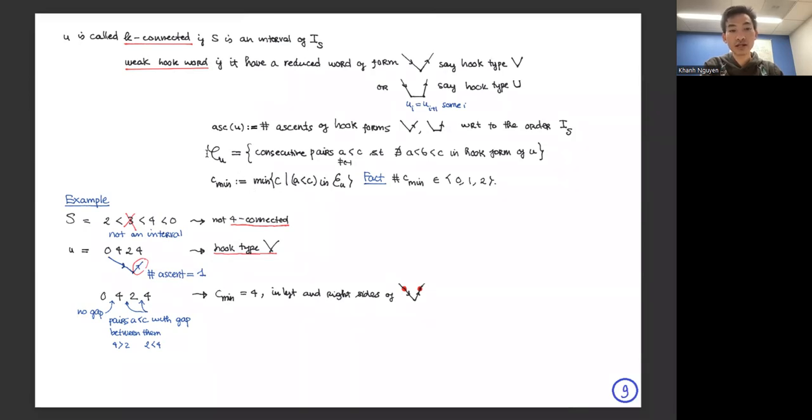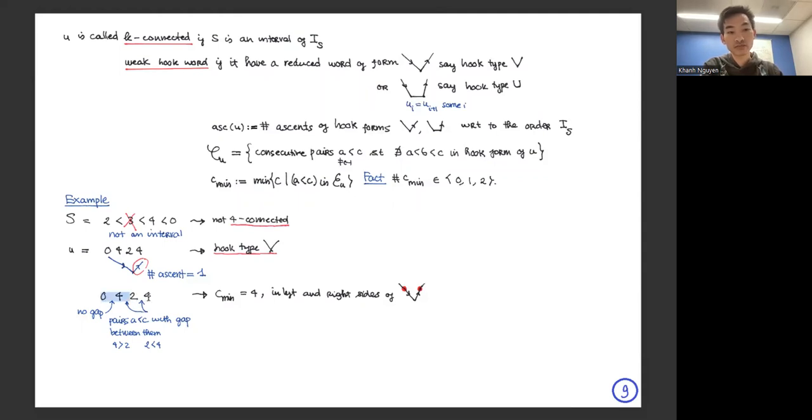And now next, C(u) is a set of consecutive pairs a less than c such that a is different from c by similar to 1. And there are no b in between a and c in the hook form of u. We define the index sm by the minimum index c among the pairs a less than c in C(u). And we know that the number of index sm only belongs to the set 0, 1, and 2.